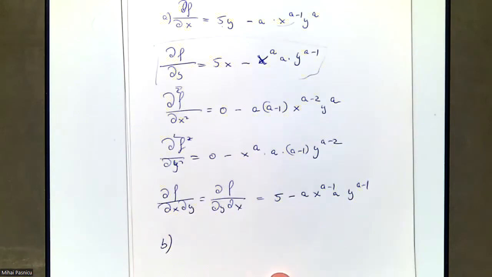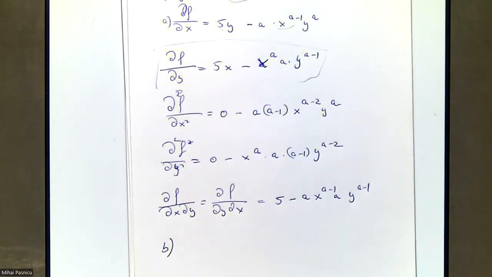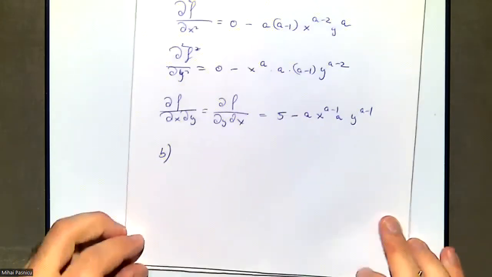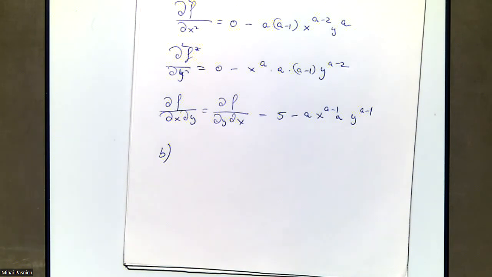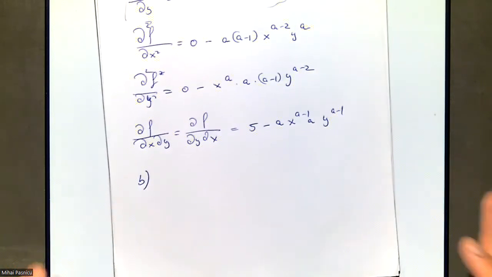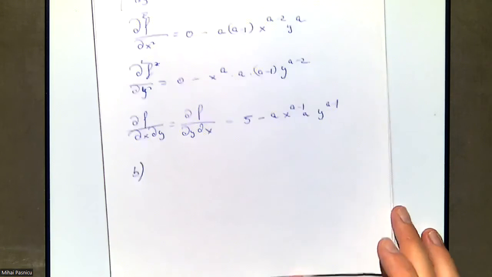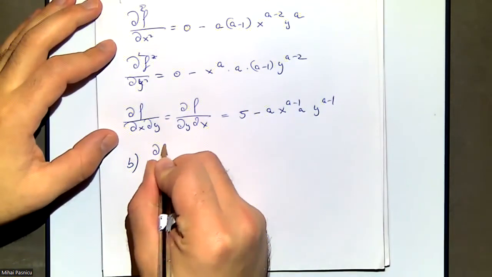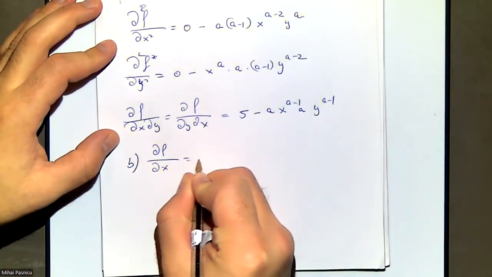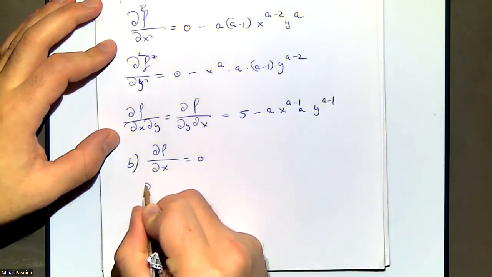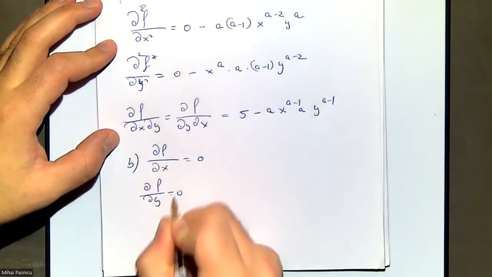Point B. I'm happy to say I think almost everyone got this right. On point B, I made one comment on 99% of the papers, which is that I need more explanation, and I will elaborate on what explanation I was looking for right now. All right, so you all did the correct thing, which is you said, okay, df with respect to x is equal to 0, df with respect to y is equal to 0.